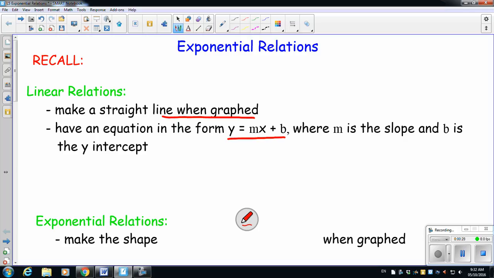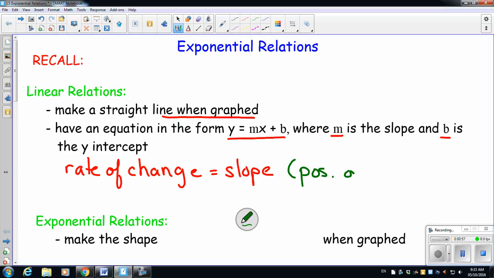Y equals mx plus b, where m is the slope, so that's how steep the line is, and b is the y-intercept, where it crosses the vertical axis. Other important terms with linear relations are words like rate of change, and rate of change is really just related to our slope. So you can have a positive or a negative rate of change or slope. A positive slope goes up to the right, and a negative slope goes down to the right.